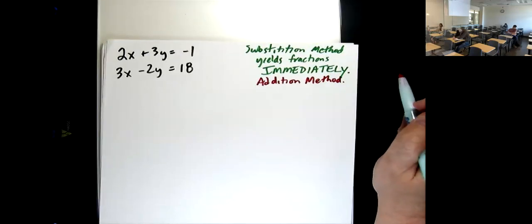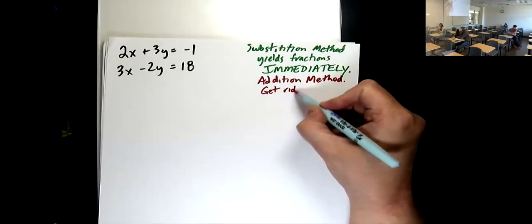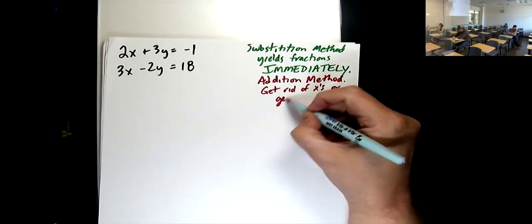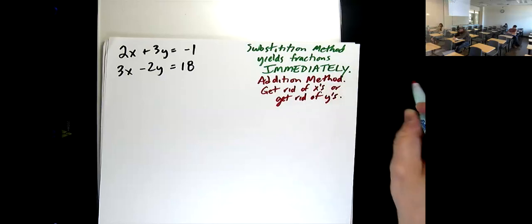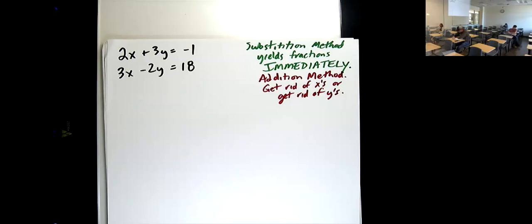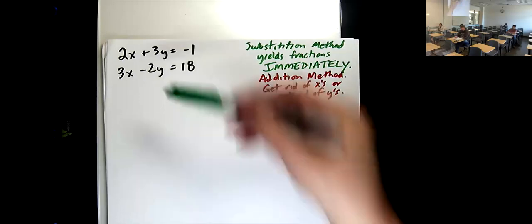I can get rid of x's or get rid of y's. Which one should I try to get rid of? One of them is a better choice than the other. Why is it a better choice? Because one of them's negative already, yes. Why is a better choice? Because they have opposite signs already.